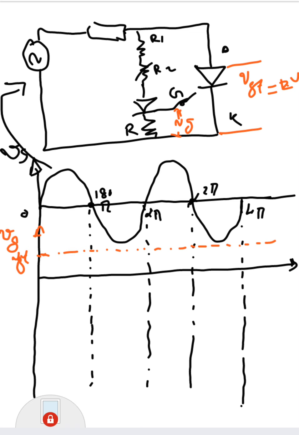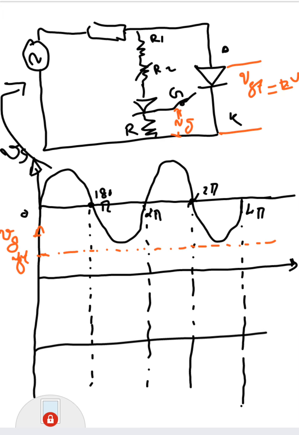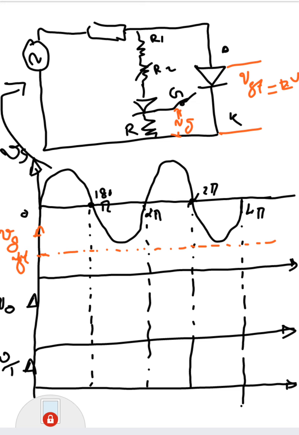Okay, now the third graph I will be drawing is definitely the output voltage V0. The next important graph I will draw is the voltage across the SCR, or the voltage across the thyristor, which will be denoted by VT. Okay, if you want you can draw the current also, I0, the current through the load.